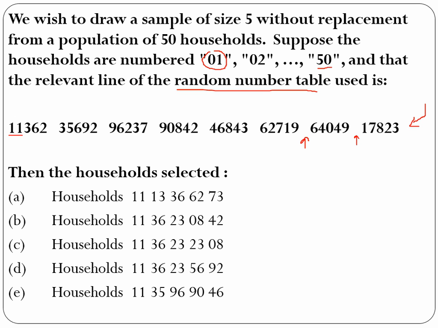So the first house we pick is 11. The second house we pick is 36. And then, like I said, this gap doesn't mean anything. So the third house is 23. And then the next number is 56. However, we only went up to 50, if we look back over here. So 56 isn't used. The next number that we would pick is 92. That's not in our group. 96, not in our group.